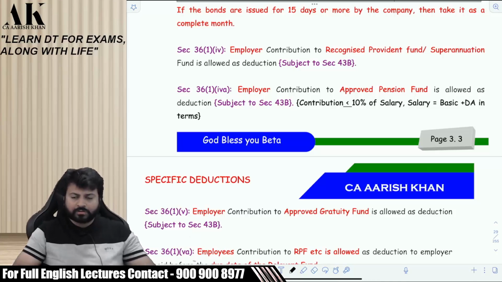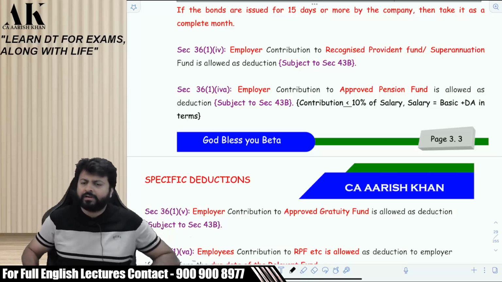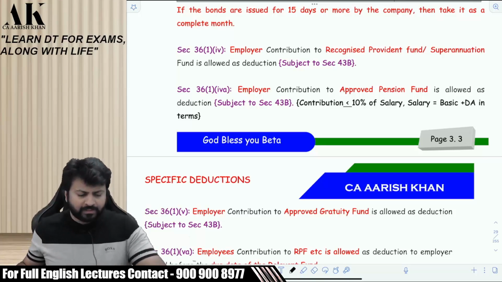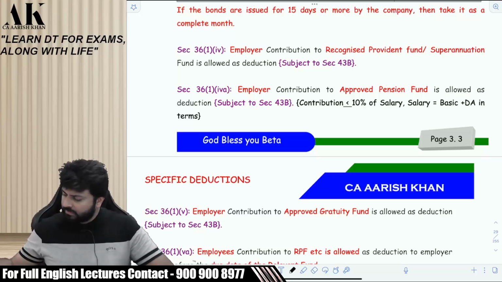Now, let us talk about some very important deductions. Very, very, very important deductions. You will find these deductions at so many places in your questions. Shall I start?